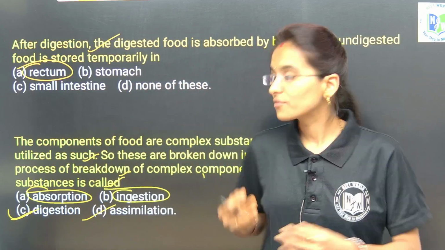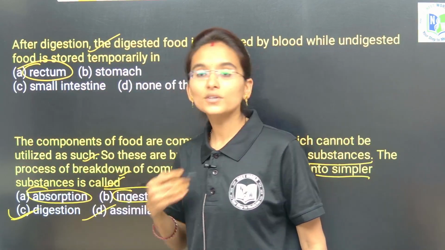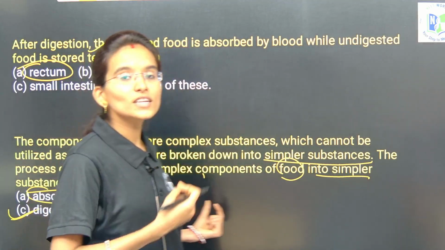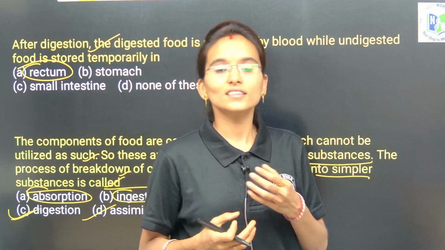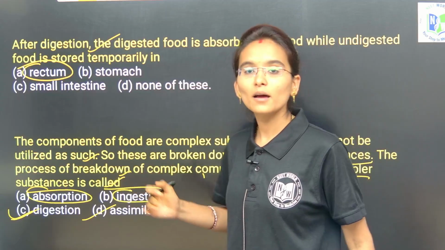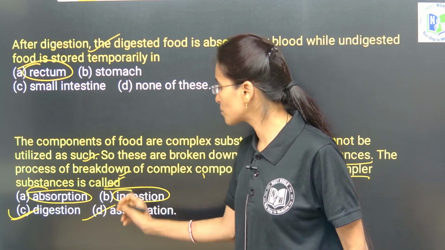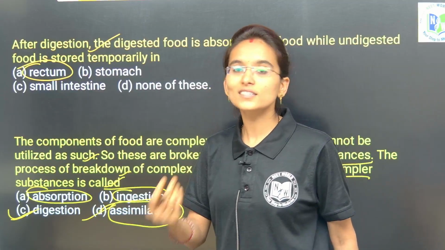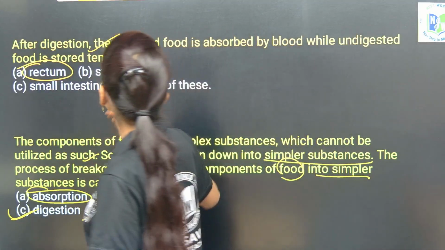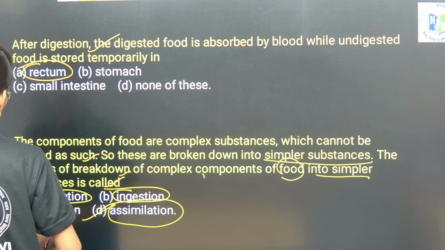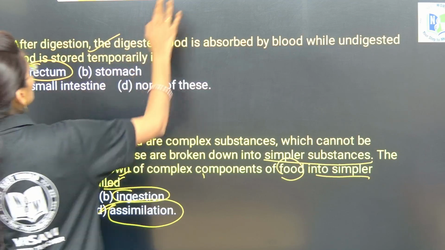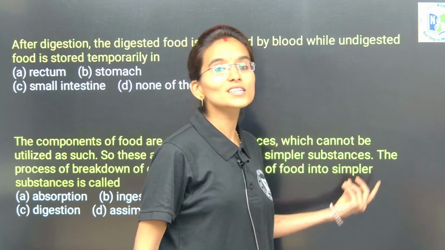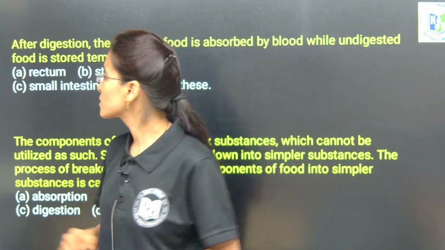After the absorption of the nutrients into our body, they are circulated throughout our body and then utilized by the body. So, the process of utilization of the digested nutrients is called assimilation. So, among these the answer will be C, my dear students, digestion. This is just a direct question, just the definition of digestion.